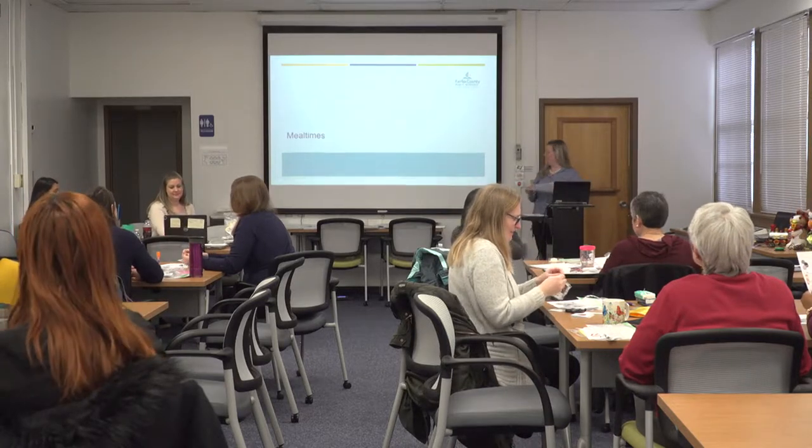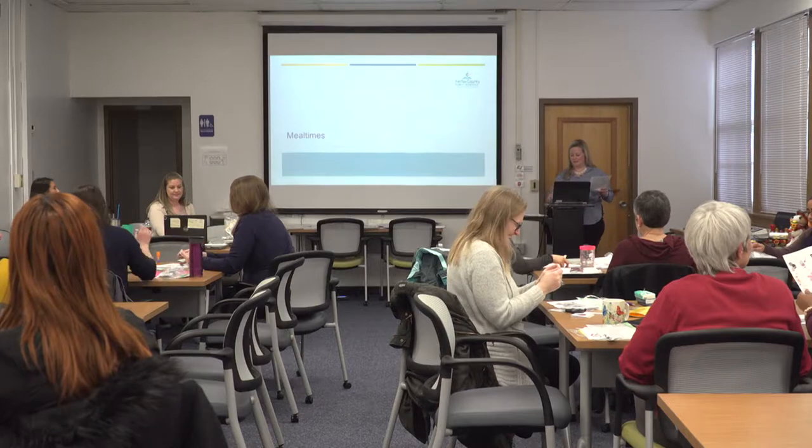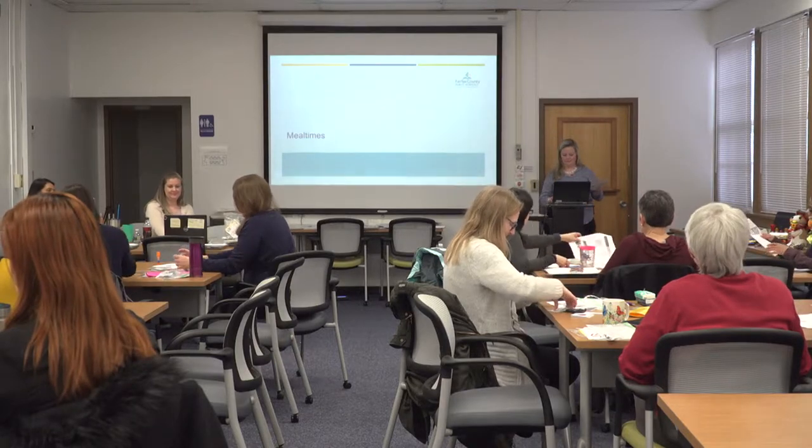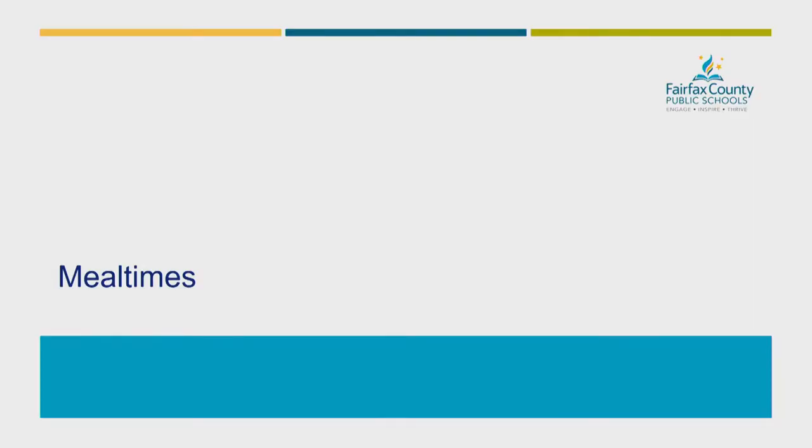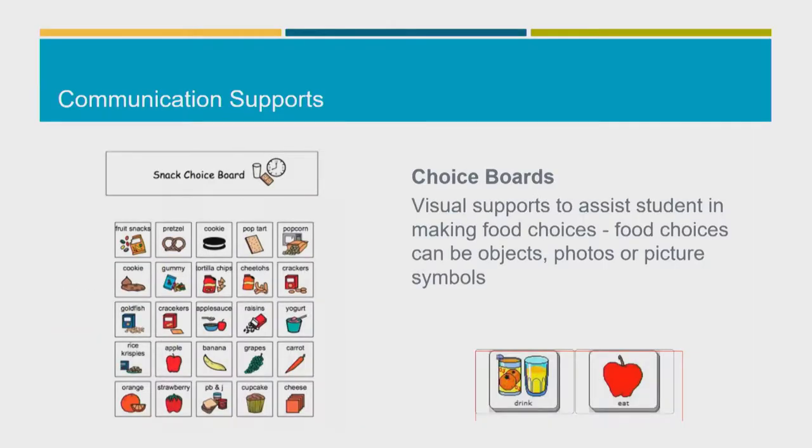Let's move along now in our presentation and talk about mealtimes. What you see up here is what you have been working on making with the magnetic strips. It's a snack choice board, something you could put up on a wall in your house or on the refrigerator. Making choices really helps children keep expectations clear. You can also use visuals to work on joint attention during mealtime.